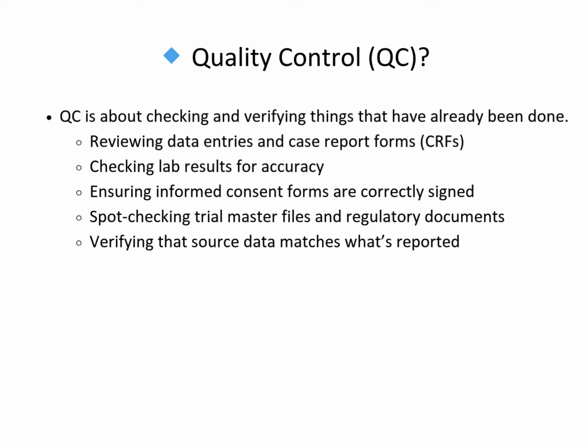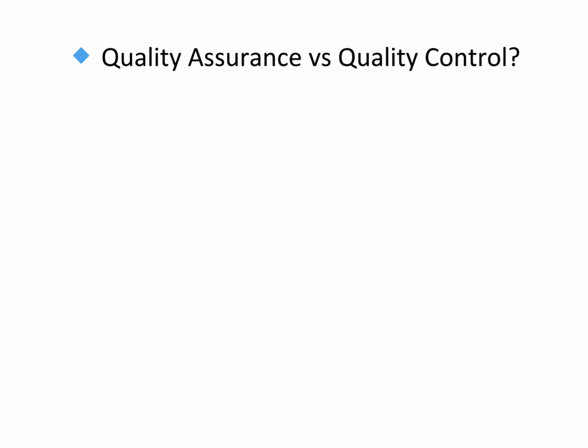Quality control asks, was this done correctly? It's about detecting errors so they can be corrected before they become major issues during audits or inspections. Let's have a look at this table and summarize the comparison. These are the comparison points we'll use to understand the distinction. Focus, objective, timing, tools, examples, and the outcome.